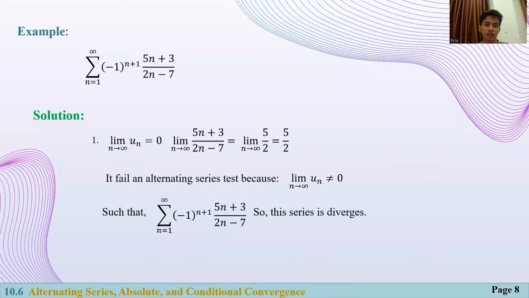So let's take a look at another example. The sum from n equals 1 to infinity of (-1)^(n+1) times (n plus 3n) over (2n minus 7). Start with the limit of u sub n. In this case, the limit of u sub n is 5 plus 3 over 2 minus 1, which is equal to 5 over 2. So it does not meet the condition. It fails the alternating series test because the limit of u sub n is not equal to 0. So the series is divergent.